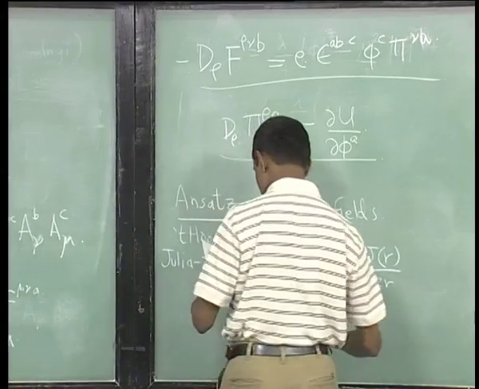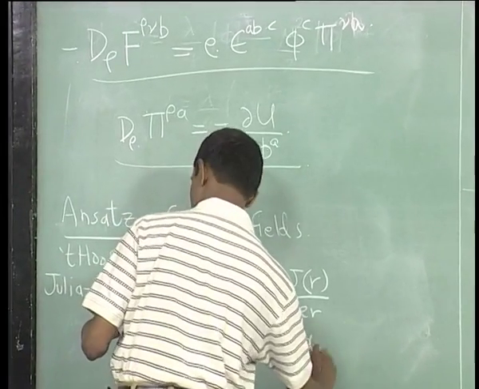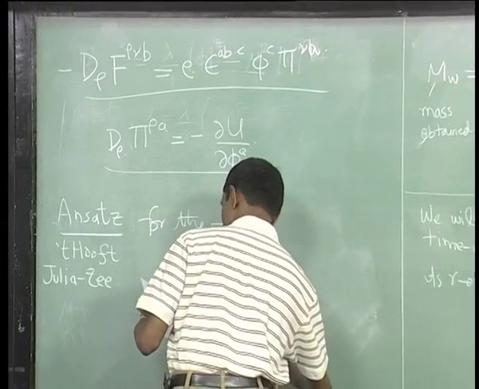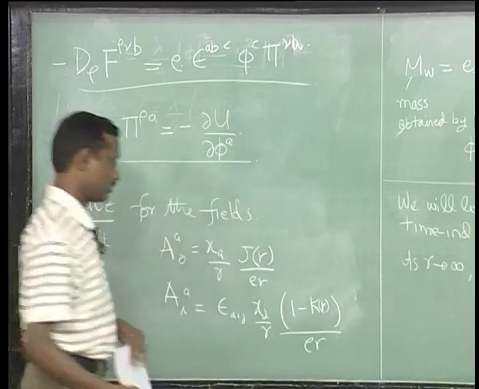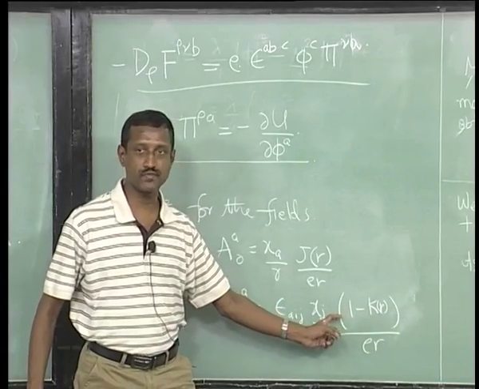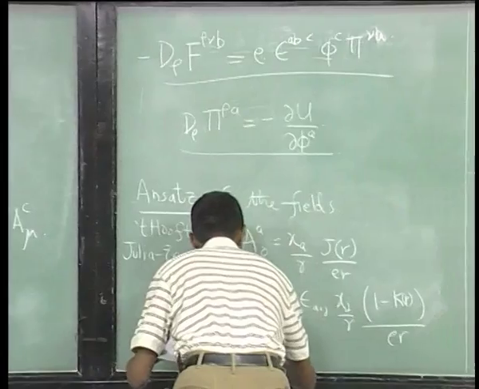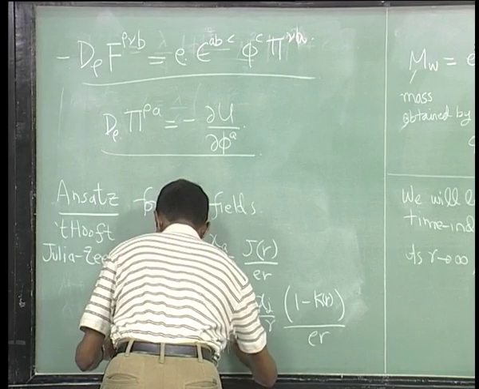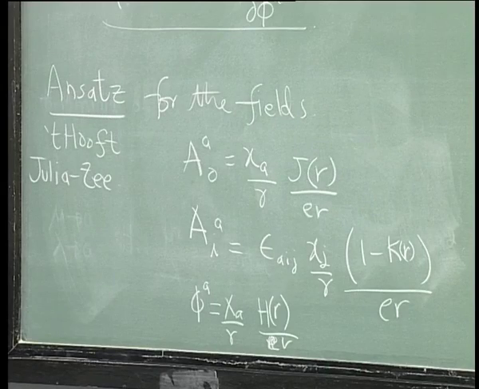But the ansatz, I want to write the most general thing, and which was written out. So A zero, and A_i^a is epsilon_{aij} x^j of r into 1 minus K(r) by e r. The key point here is that this first term has to do with the fact that this charge is 1. That's taken care of, and the last bit is phi^a equal to x^a by r times H(r). So there are three unknown functions J, K and H.